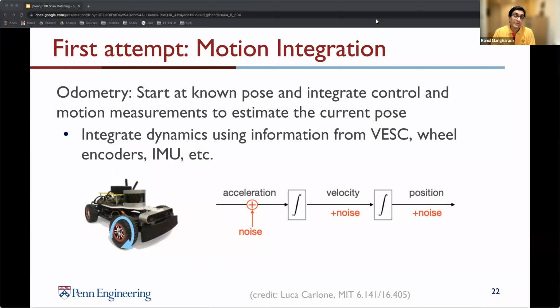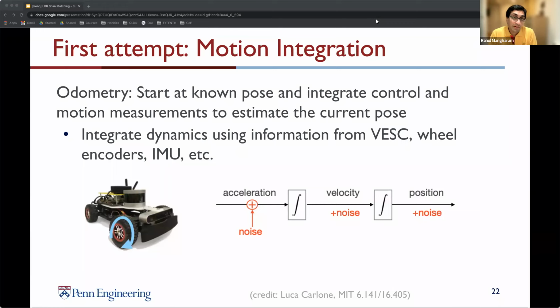This could be some error in the velocity measurement. For example, maybe the velocity was measured at 4.1 meters per second when it actually was 4.2 meters per second. In this case, the robot will actually have traveled further than it had perceived.